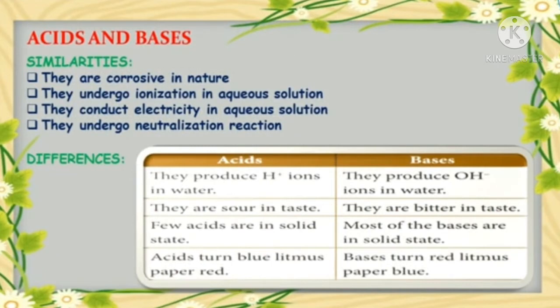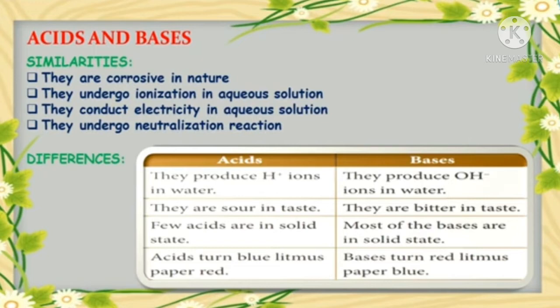Acids and bases. Now let's learn about the similarities and differences between acids and bases. Similarities. They are corrosive in nature. They undergo ionization in aqueous solution. They conduct electricity in aqueous solution. They undergo neutralization reaction.